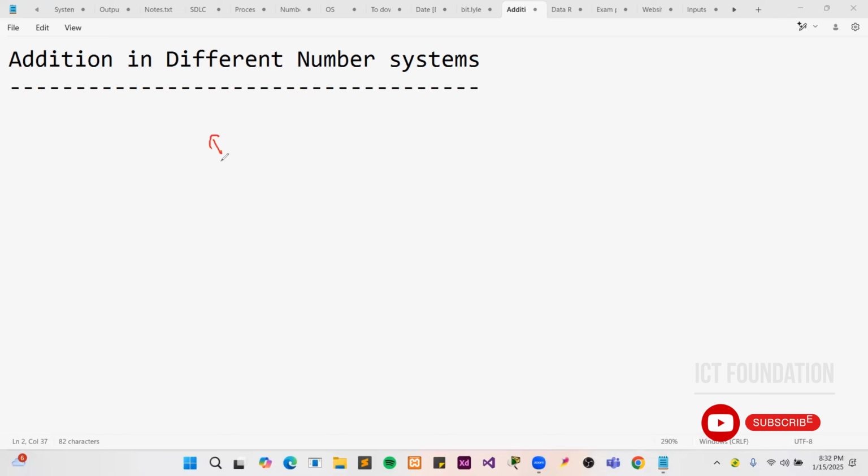The first activity I have to do is 1, 0, 1, 0, 1, 1. So 1, 1, 1, 1. These numbers are in the binary number system. First, we have to see how we can add these numbers in the binary number system.